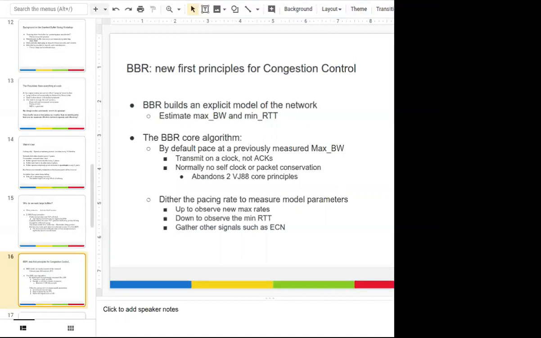You observe when you vary the pacing rate, you can say, when I go up a little bit, either the data delivery rate doesn't go up or the delay goes up. I could do it either way. If I go down a little bit, if the RTT doesn't go down, I'm actually at min RTT. If when I slow down a little bit, the RTT goes down, then I'm not quite at the min. And it uses these experiments to measure the network.